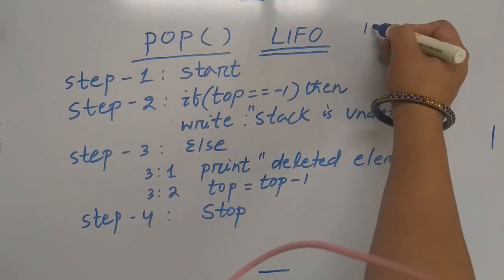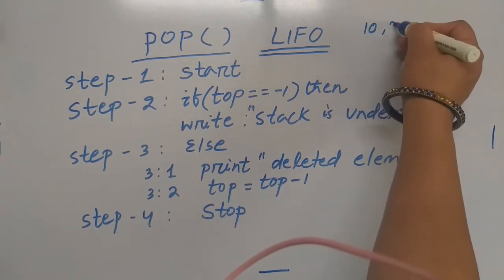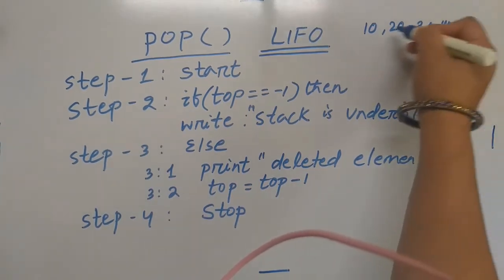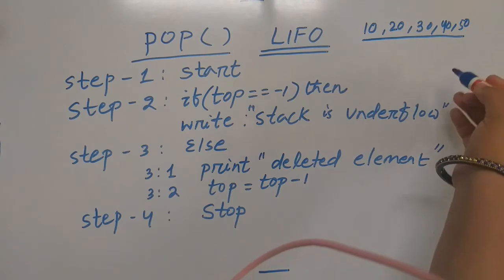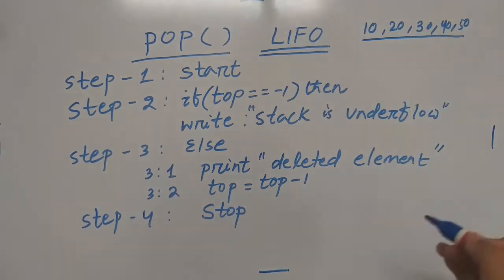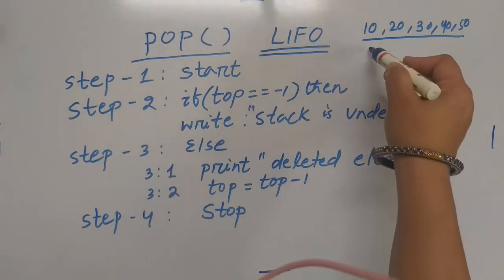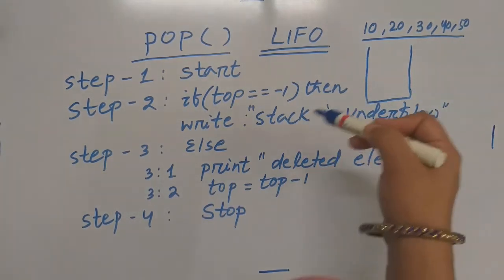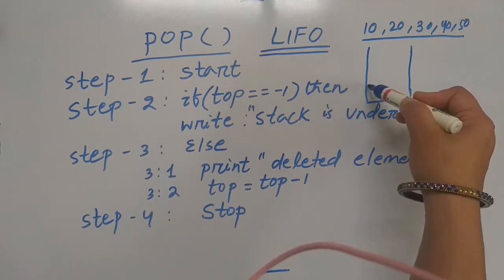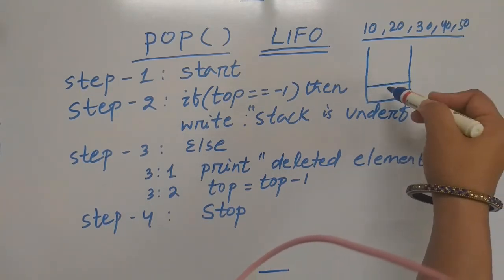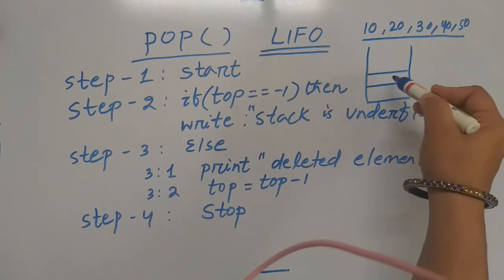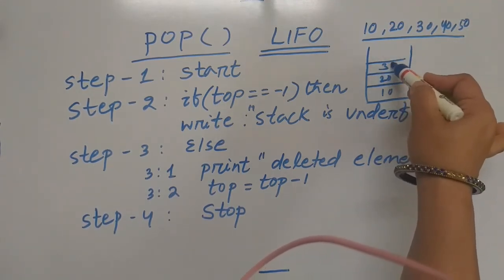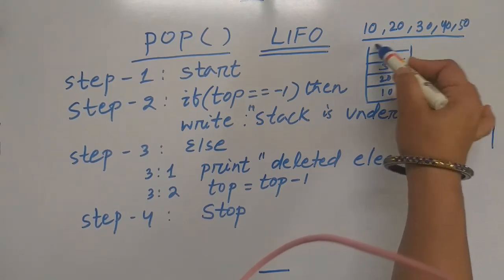Okay, so I will explain with an example here. Suppose we want to insert 10, 20, 30, 40, 50 in a stack. Then we want to delete each and every element. So how do we delete it? In the previous video, I already explained the push operation, so you enter 10, 20, 30, then 40, then 50.